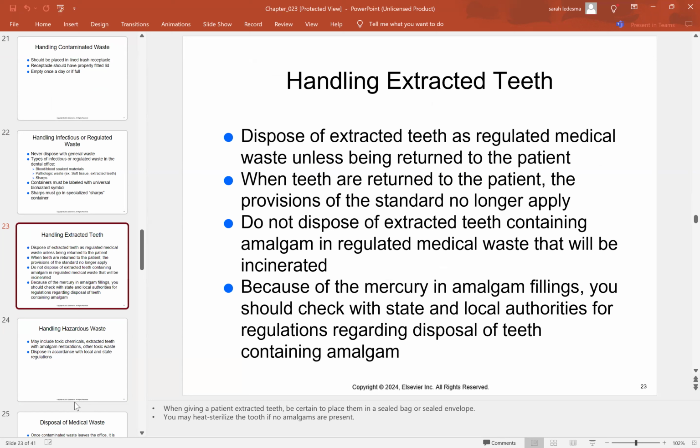Do not dispose of extracted teeth containing amalgam in regulated medical waste that will be incinerated. Because of the mercury in amalgam fillings, you should check with the state and local authorities for regulations regarding disposal of teeth containing amalgam.